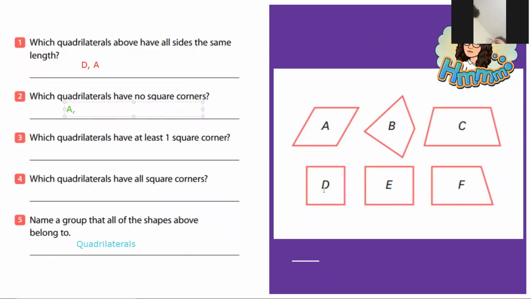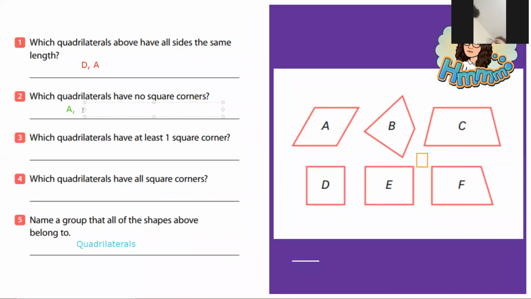D. Let's look at D. Okay, so D, if I put a little square here, you see how that square fits perfectly? E. Okay, so let's move this one to E. Does that fit perfectly? Yep. So this one does have square corners. D and E do have square corners. Which ones have no square corners? That means I could put this somewhere and it wouldn't fit. So we have A as one of them.